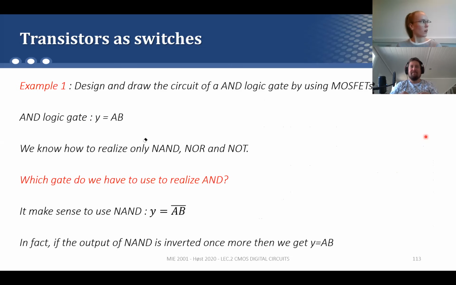Now something a little more challenging. I'm going to add more and more difficulties. So if anyone has a question, please stop me. We want to design an AND logic gate with MOSFETs. How do we do that? I never showed you how to implement an AND logic gate, but with the few pieces of information that I gave you, you should be able to do that.